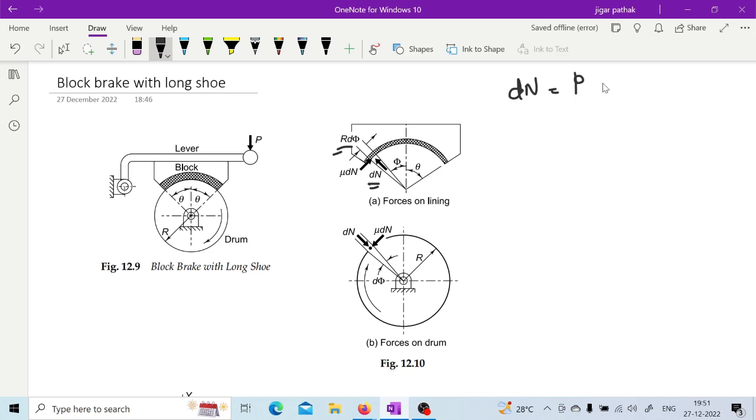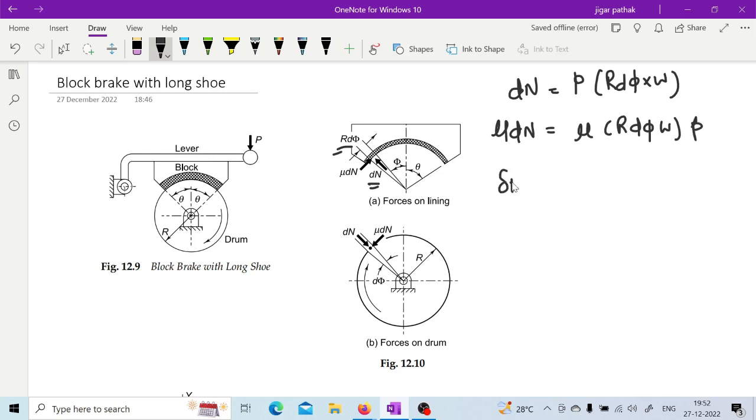Previously we were directly taking L into W, but here L will be the length of this arc, which can be given by R d phi, because the length of an arc is radius into theta. So this length, we still need to consider the width as we were considering previously also, right? So for this particular case of long shoe, dN is defined by pressure into R d phi into W. Now, as this is the normal force, the frictional force will be defined as mu dN, right? So that is mu R d phi W into pressure, right?